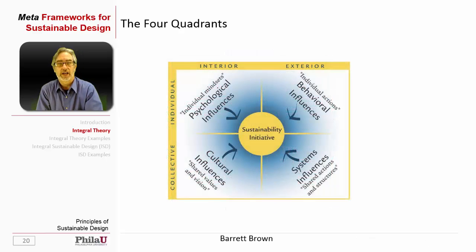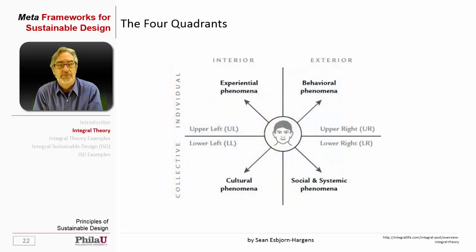This is from Barrett Brown. I like this one because he's tied integral theory into sustainability, and he looks at the 4 quadrants really as influences. So in the upper left, you see psychological, lower left, the cultural, the lower right, systems, and the upper right, using the term behavioral, which, by the way, I really hate that term. I think it's not a great indicator of what that quadrant's about. Technically, it's correct. I tend to use the terms facts and performance for that quadrant, but we'll move on.